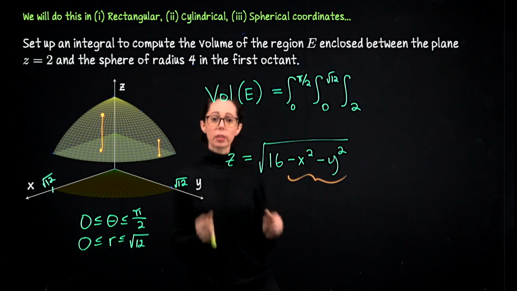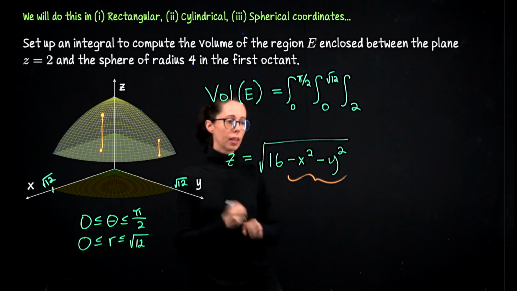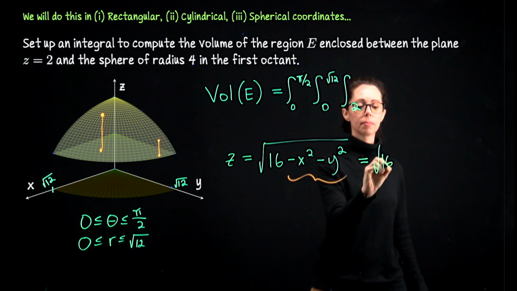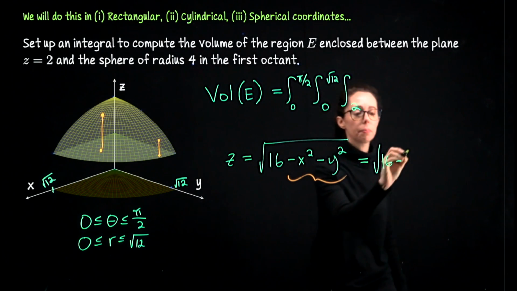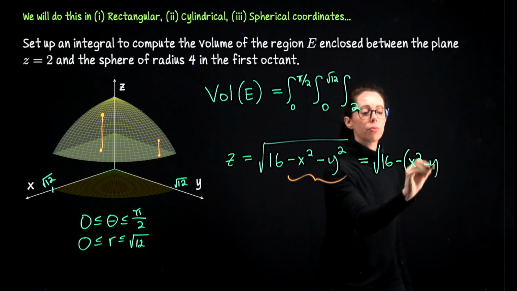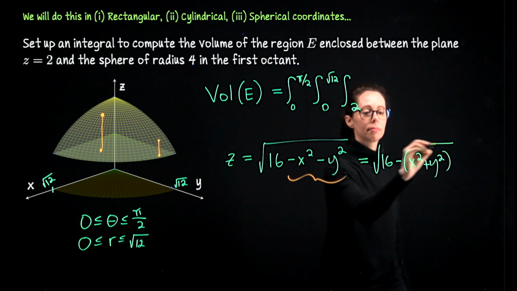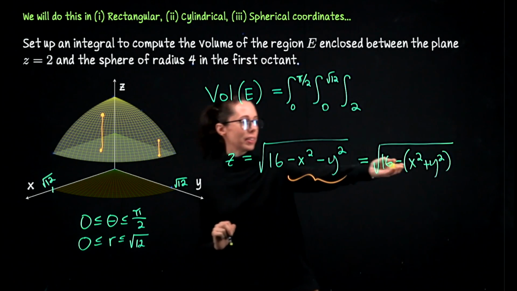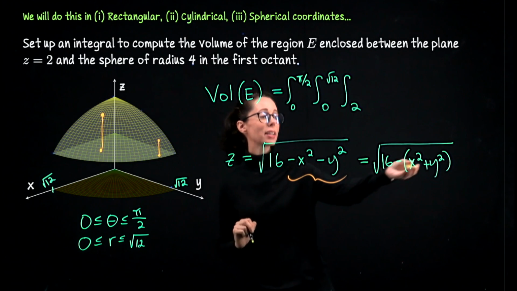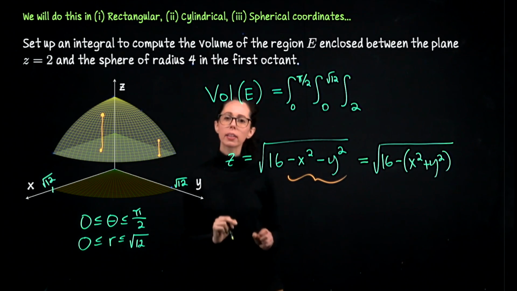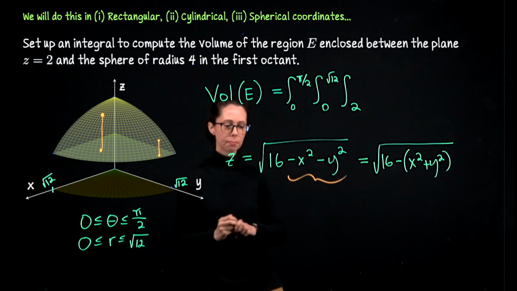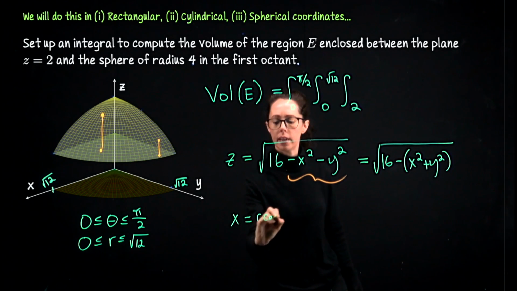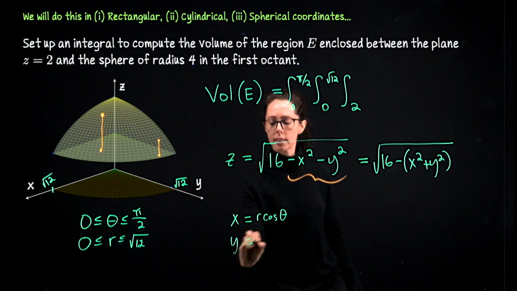This is the kind of thing you want to learn to spot really quickly. For one thing, I can rewrite this as 16 minus x squared plus y squared, meaning I can factor the -1 in front. Okay, like that. So basically pull this -1 in front of the x and y terms, and you get 16 minus x squared plus y squared. Again, recognize x squared plus y squared. In polar coordinates, x is r cosine theta, y is r sine theta.